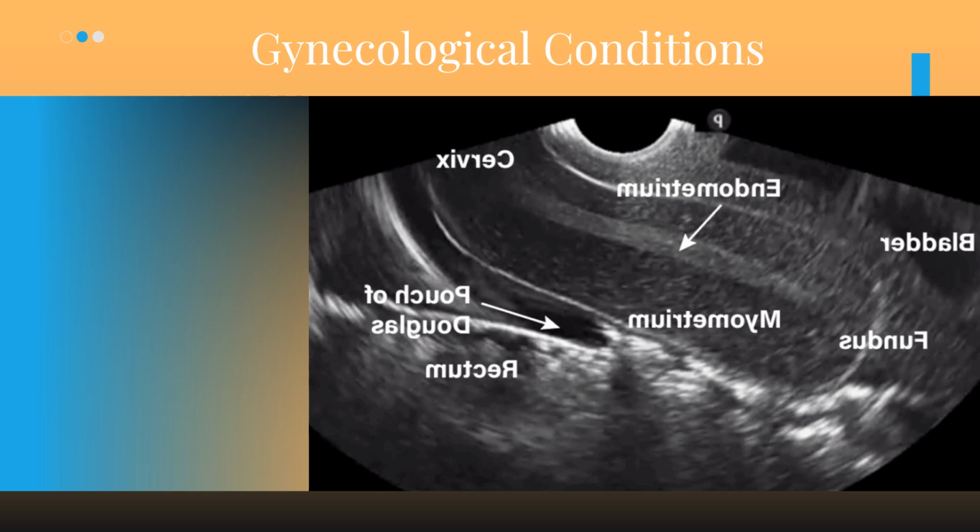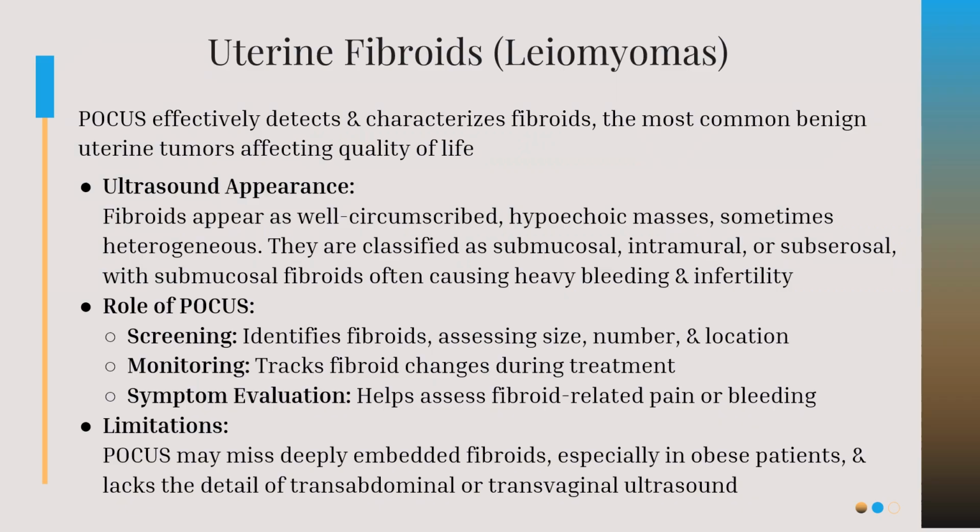You can do it abdominally, but most people will do it transvaginally because it's just more accurate. It depends on which way their uterus is tilted, what symptoms they're having, those kinds of things. But most people will do a transvaginal ultrasound when it comes to gynecological conditions.